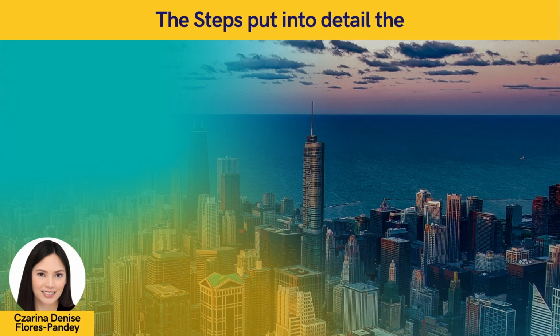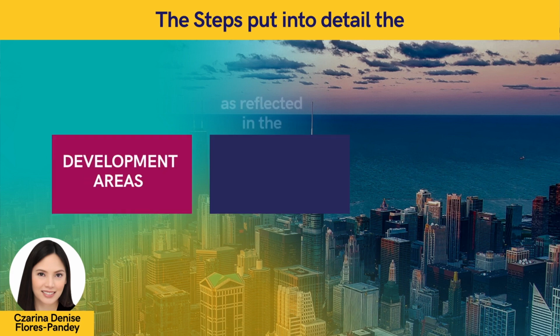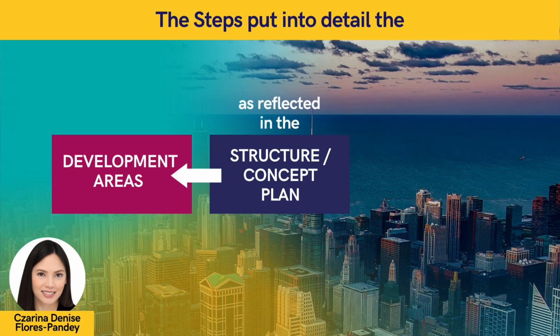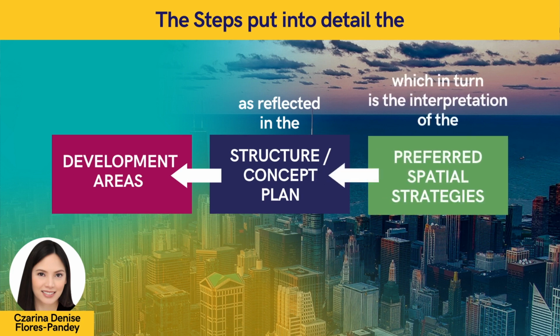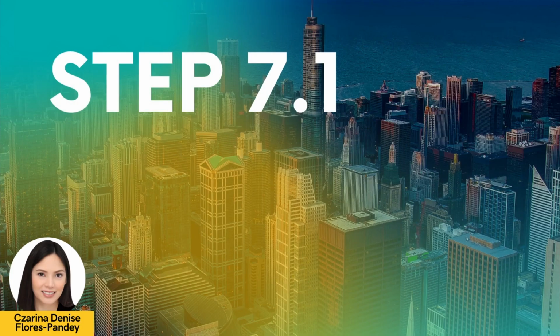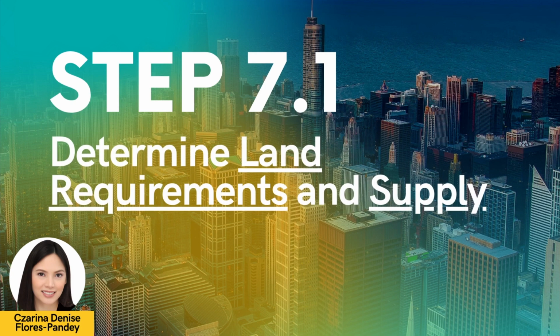The steps of Step 7 put into detail the development areas as reflected in the structure or concept plan, which in turn is the interpretation of the preferred spatial strategies. Step 7.1, or the first step within Step 7. The first step is to determine the land requirements and supply.